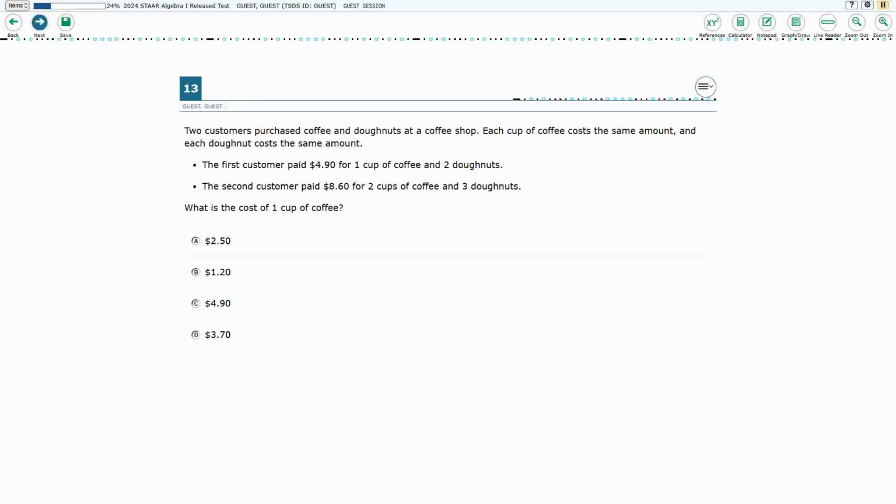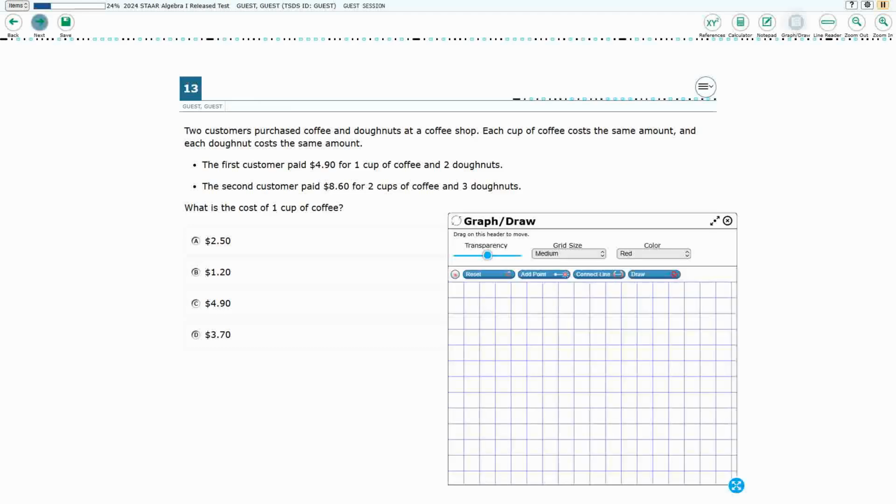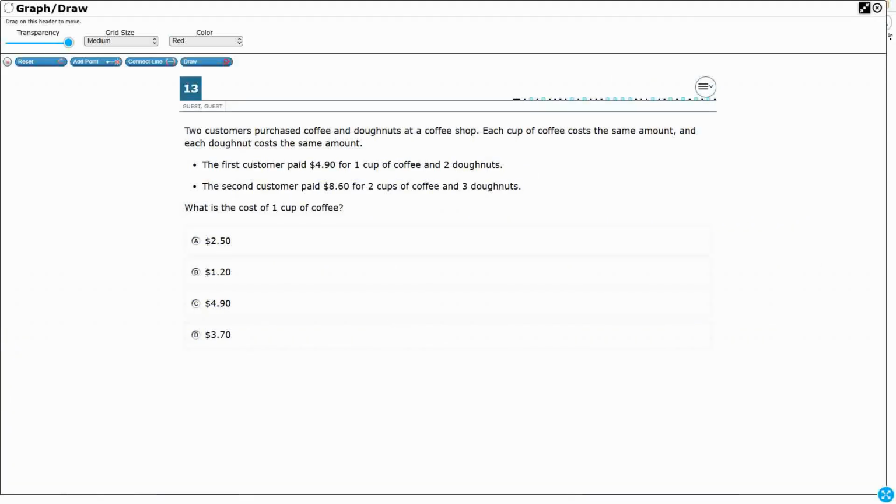Next, we are solving systems of equations. So we've got 8.5c here, and we've got a word problem. We've got a realistic real world scenario. We've got customers purchasing coffee and donuts. Each coffee costs the same amount, so we can use it as a unit rate. Each donut costs the same amount, so we've got the same rates there.